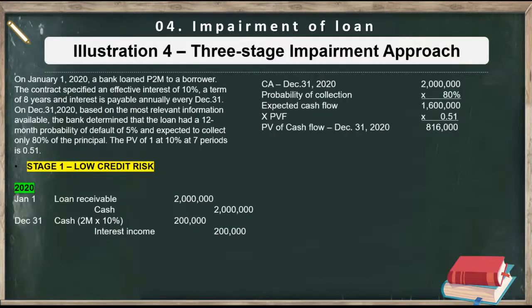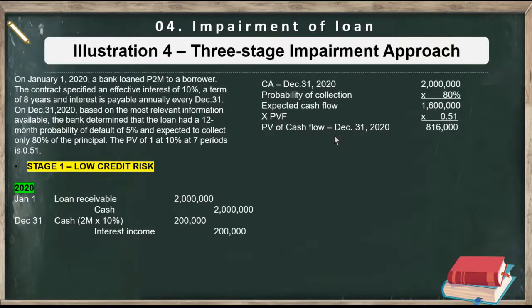So what would be the present value of the cash flow on December 31? Okay, so for December 31, 2020, you have 2 million, which is the original principal. Then the probability of collection is 80% based on the given here. So the expected cash flow is 1,600,000 times the present value factor of 1 at 10% for 7 periods, which is 0.51.